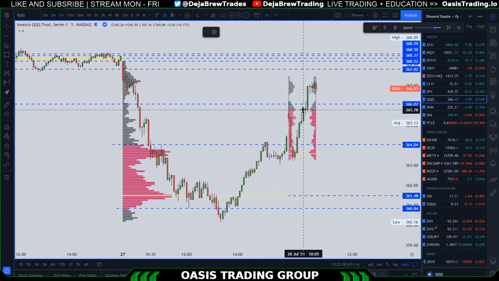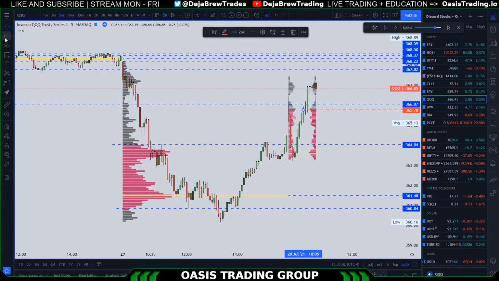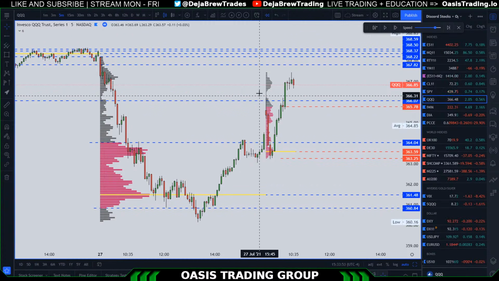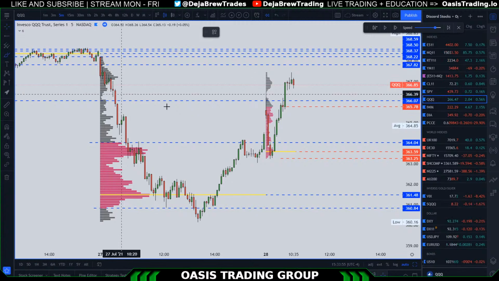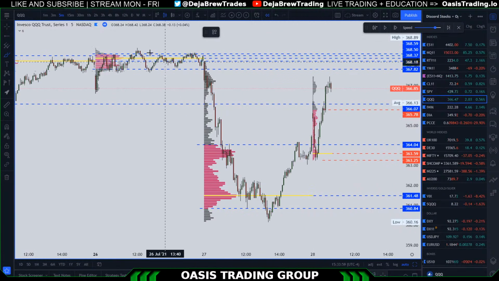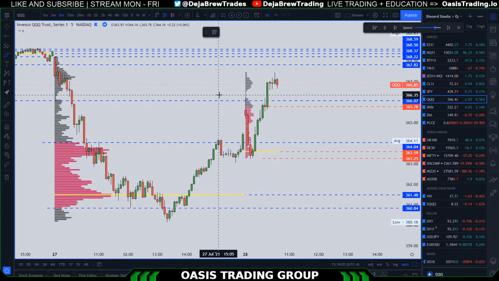And I'm going to color code this so it doesn't get so ridiculous. We'll make these red. So we have the value area low, the value area high, and then we have the POC. Okay, so let's delete that. All right, so now we have our initial balance on the day, and then we also have a lot of levels from our previous days. Okay, so we have a lot of information that we can use moving forward on the day.